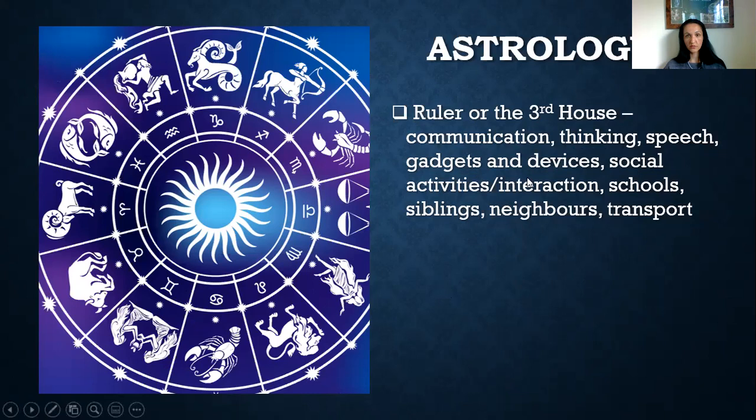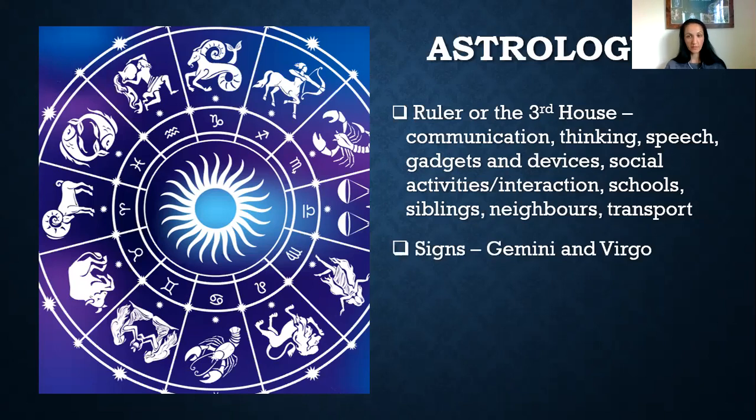Then Mercury is connected to gadgets and devices like mobile phones, laptops, so everything electronic we use today. It's social interaction. It's the network, the internet, the technology we use today. Mercury is also connected to schools, usually primary schools and secondary. Then siblings, if you have brothers or sisters, this also belongs to the third house, and ruler is Mercury. Your neighbors, so basically everything that's surrounded around you in close proximity. And also Mercury rules the transport, because transport is very fast. So tube, buses, trains, etc.